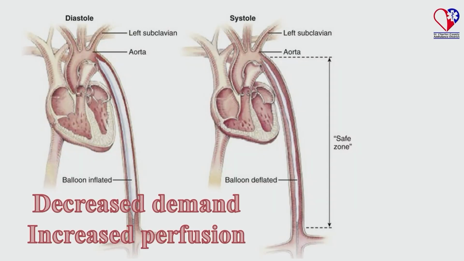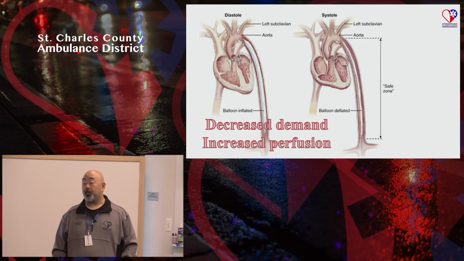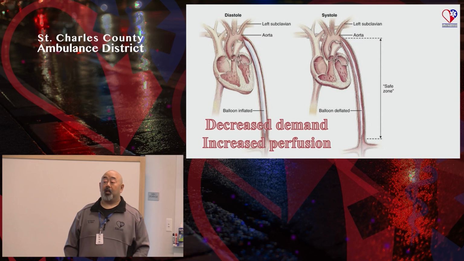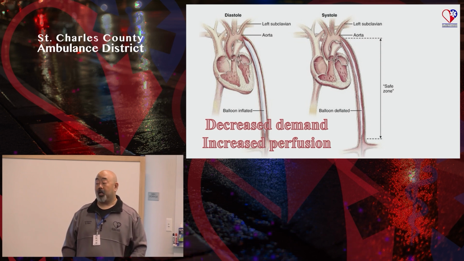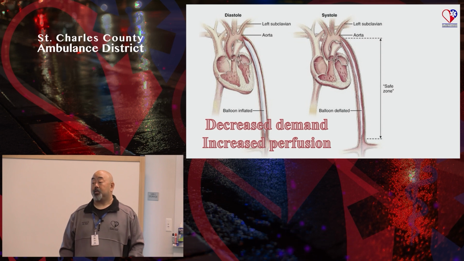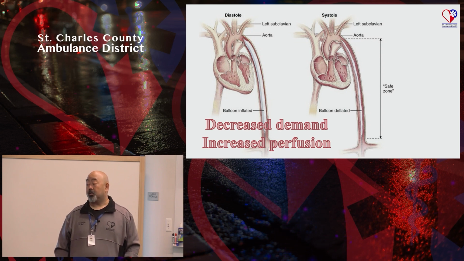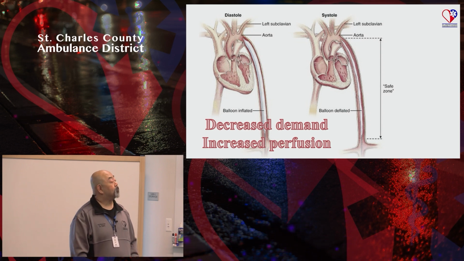And they can thread that balloon, ideally, between the takeoff of the left subclavian and the origins of the renal arteries. So that's where it should be placed. If it's below the level of the renal arteries or above the level of the subclavian, now you're obstructing flow to those two arteries, and that's never good. So it's got to be between those two. That's your markers. That's where it should be.